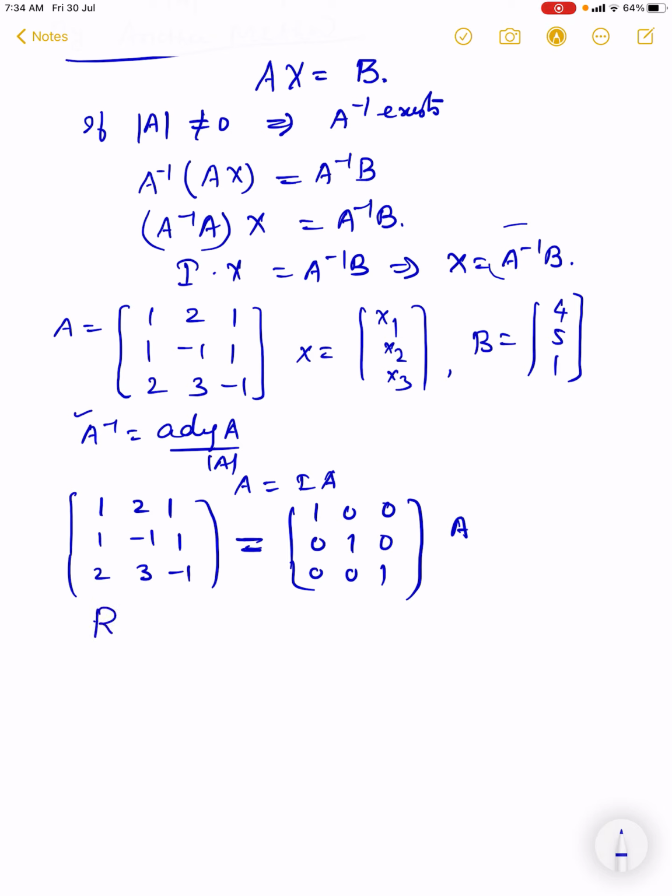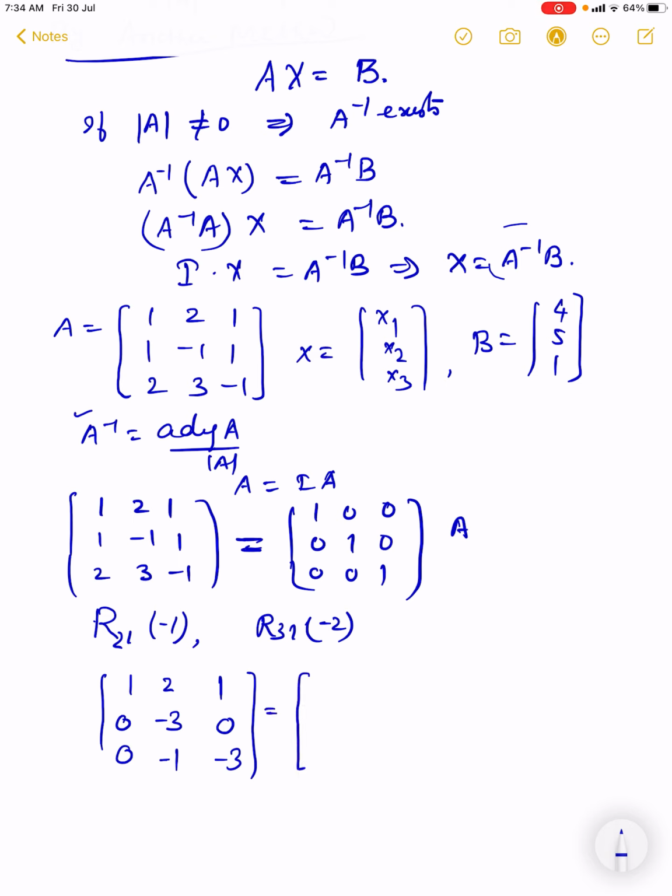So what we can do here is R1 multiplied by minus 1 operated on the second row, R1 multiplied by minus 2 operated on the third row. So this is 1, 2, 1. This is 0, minus 3, 0. And again this is 0, minus 1, minus 3. The same operations can be done on the right side, on the identity matrix: 1, 0, 0, minus 1, 1, 0, minus 2, 0, 1, into A.